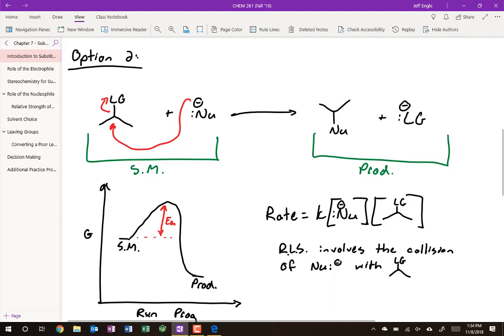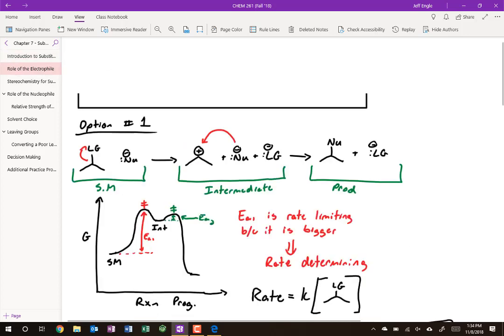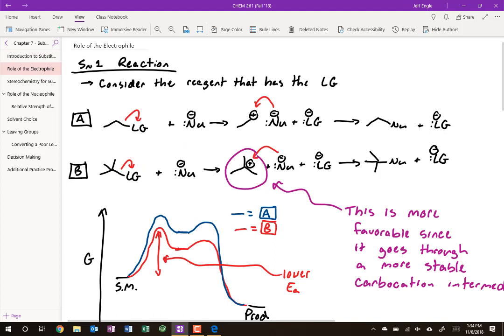The question, though, is what if we don't have the ability to run an experiment? What if we're looking at a problem on paper? And that's where we jumped into the role of the electrophile. And we said, if we're looking at an Sn1 reaction, the key thing you're looking for is the stability of your carbocation intermediate. So we had these two examples.